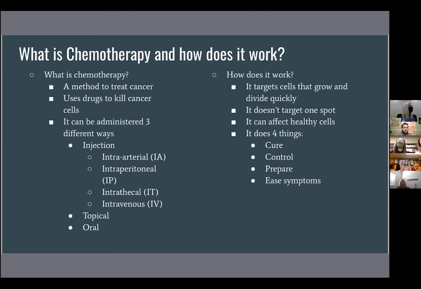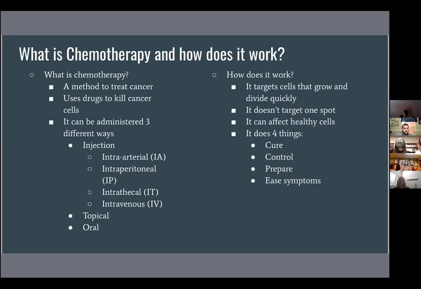The first is by injection. Now, it can be injected into different parts of the body. The first is intra-arterial, which is into the arteries. Next is intraperitoneal, which is into the peritoneal cavity, which is also known as the abdominal cavity. Next is intrathecal, which is into the spinal canal. Lastly is intravenous, which is into the vein. It can also be administered topically, which is on the skin, and orally, which is through the mouth.